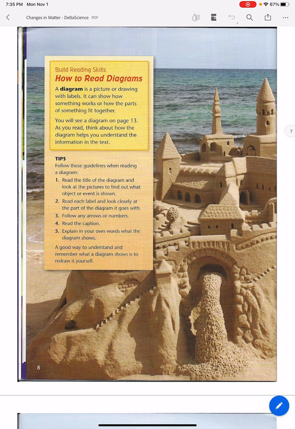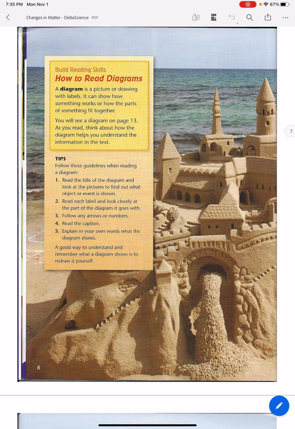Build reading skills. How to read diagrams. A diagram is a picture or drawing with labels. It can show how something works or how the parts of something fit together. You will see a diagram on page 13. As you read, think about how the diagram helps you understand the information in the text.